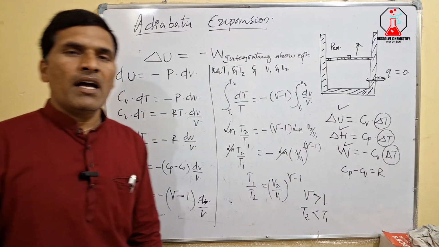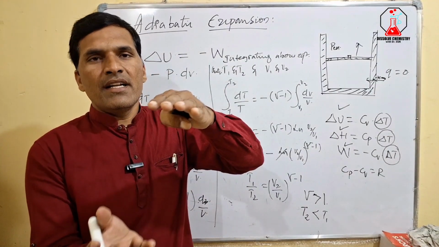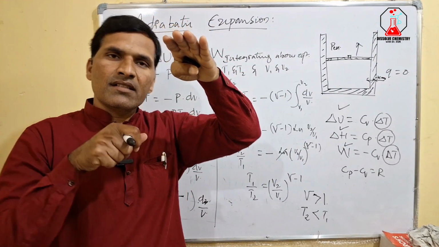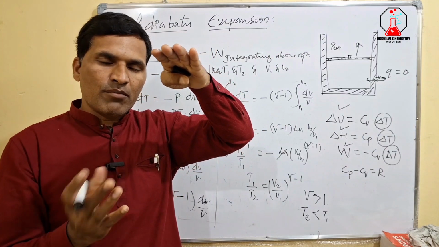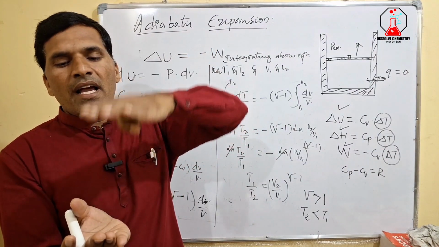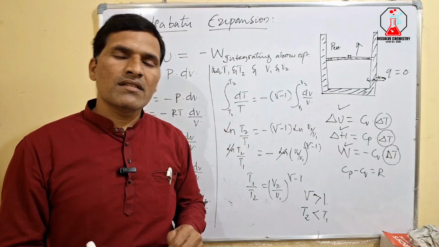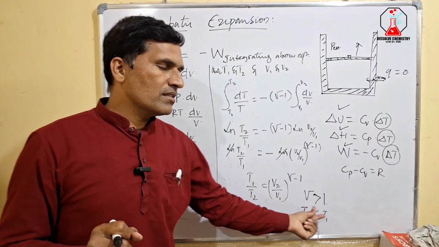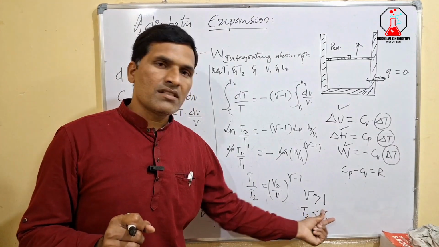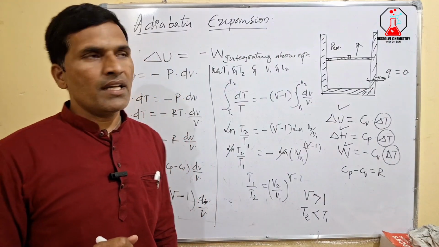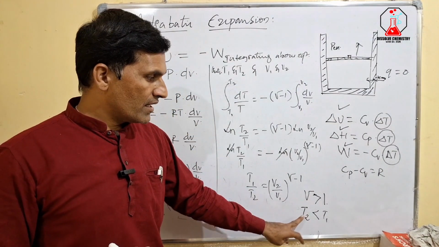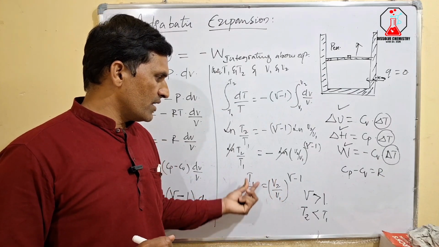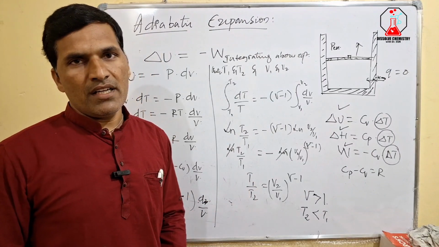The meaning is, as the gas expands reversibly and adiabatically, as the volume increases, no heat is entering the system. Of course, it is an adiabatic process. So as the gas expands and volume increases, the system cools down. The final temperature of the system is going to decrease. If we know the final volume, initial volume and initial temperature, we can determine the final temperature.